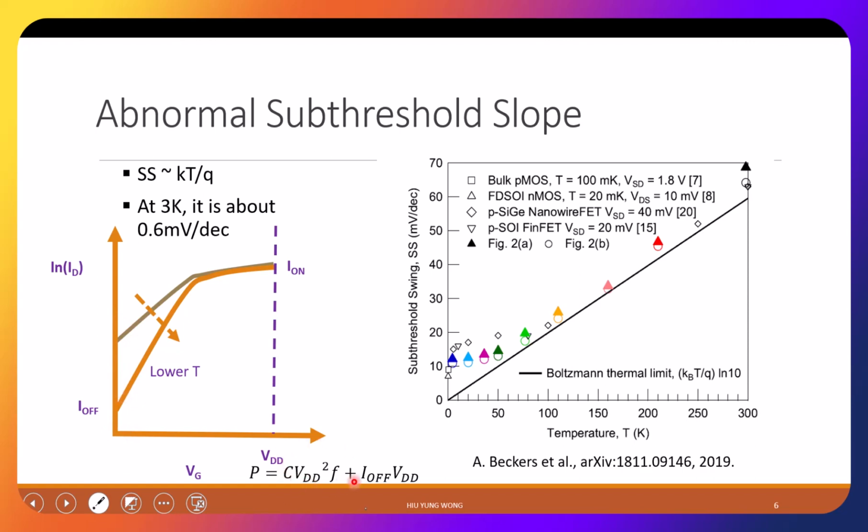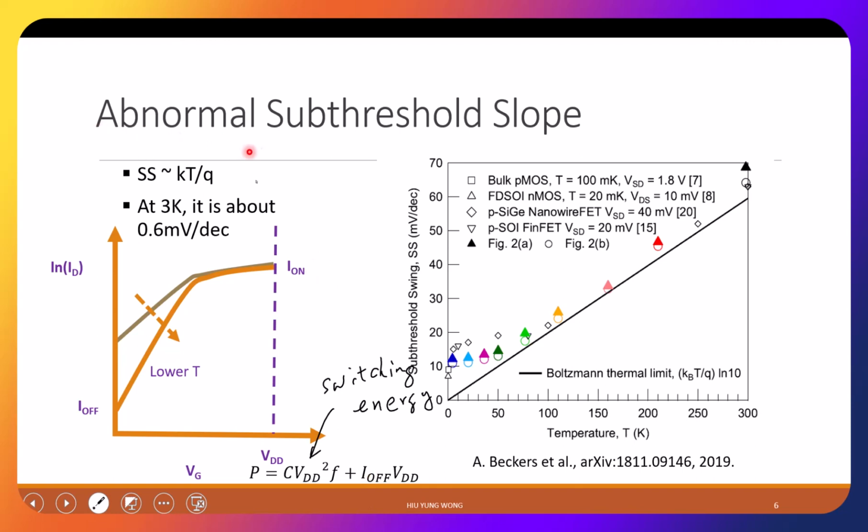And the total power consumption of your chip depends on the switching energy. This is the switching. You turn on and turn off your transistor when you do the logical calculation, so this is something you almost cannot avoid. You can reduce it by reducing the capacitance, reducing the VDD, or reducing the switching frequency. But there's another part, which is the leakage current, I off times VDD. Now, if you have a very large I off, this can become very dominating.